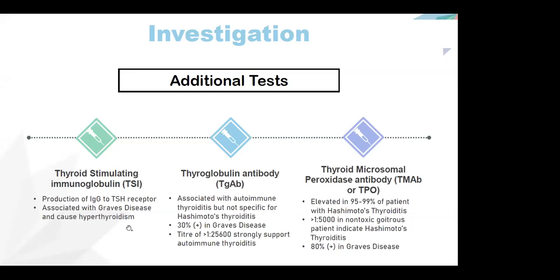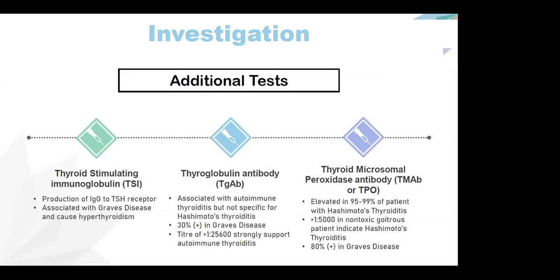We also can measure thyroglobulin antibody, TG. So this antibody is associated with autoimmune thyroiditis, but not specific for Hashimoto's thyroiditis. But most of the time, patients with Hashimoto's thyroiditis have a high level of TG in their blood. It also can be positive in Graves' disease.